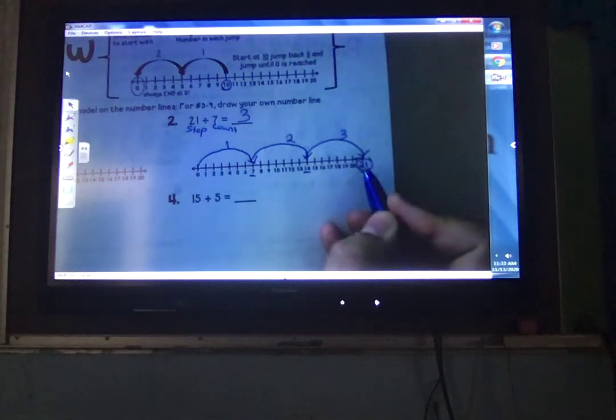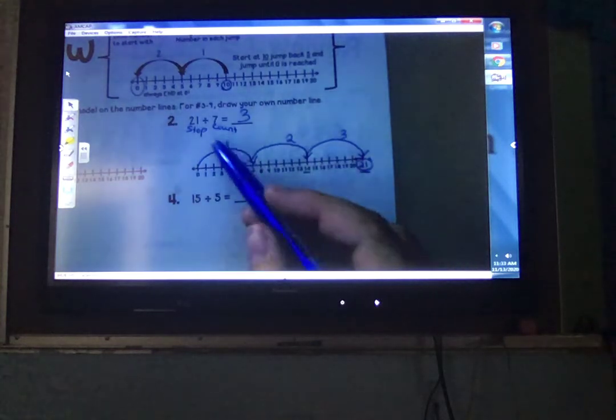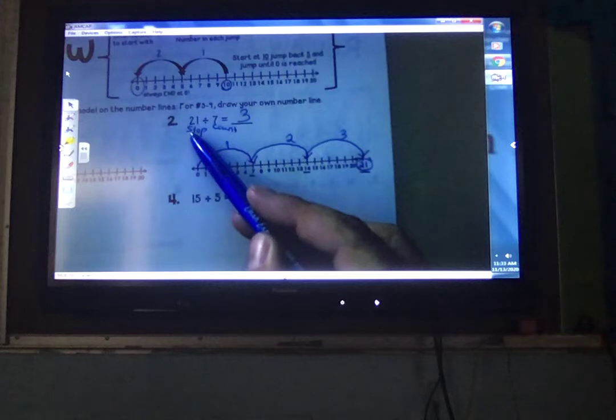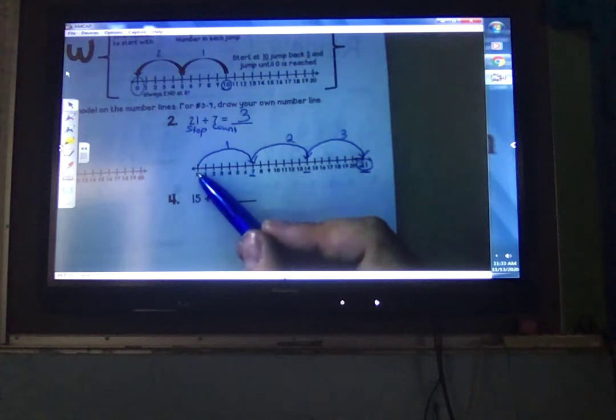Our dividend is 21. I had to add a 21 to this number line because it only stopped at 20. But we have to go all the way to 21. I wrote stop. Go ahead and write stop underneath 21. We're counting by 7. So the next thing I did was find my 7s.